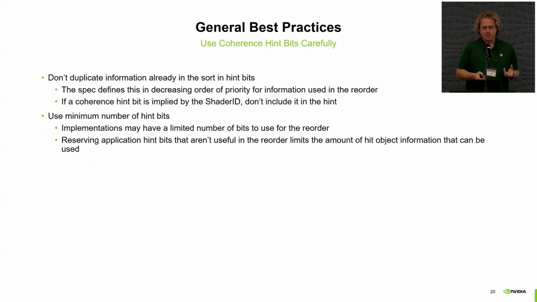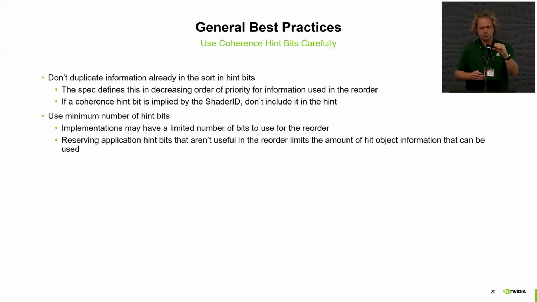And finally, use coherence hint bits carefully. It's expected that in most implementations, whatever kind of bucketing or sorting or other reordering that they're doing is going to be on a very finite sized key in general. And part of the reason that we want to define the ordering, that I kind of belabored a bit earlier, of shader ID, hint bits, other information, is to allow an application to know when it doesn't need to use hint bits.